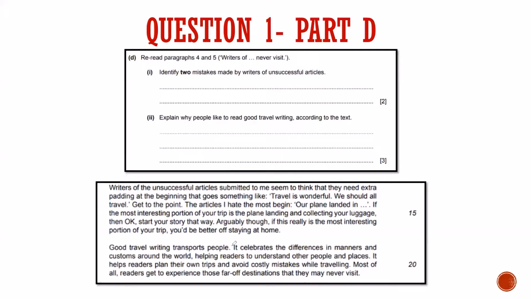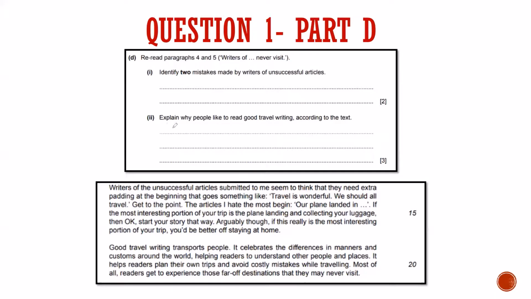So what is a mistake? The first mistake would be using unnecessary details at the start. It means when you are writing an article, you should not start the article with unnecessary details. This is one of the mistakes that a writer makes. The second mistake is starting with the boring part of the trip. It means you should start with some interesting part so that it would hook the reader's attention.